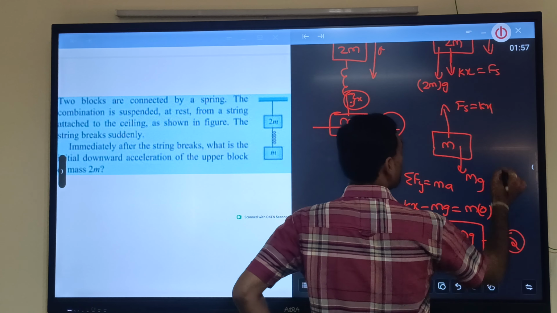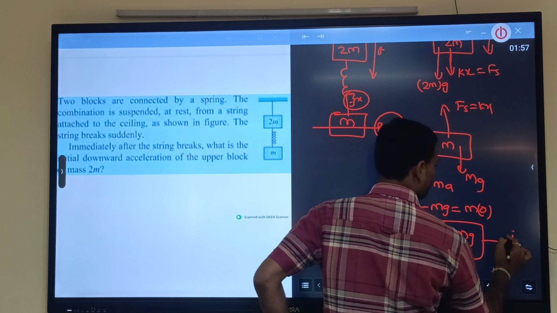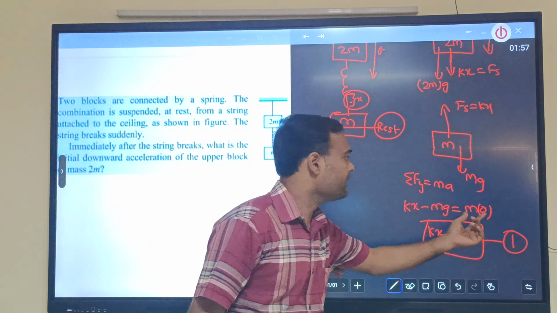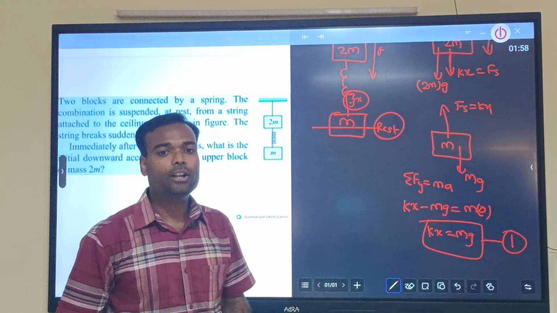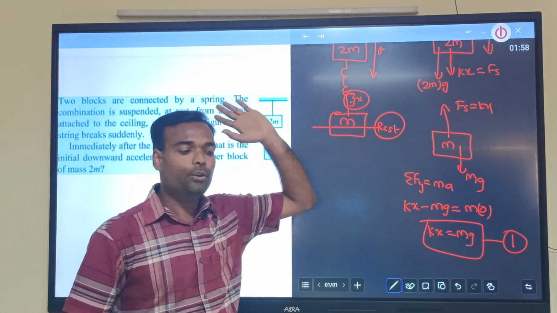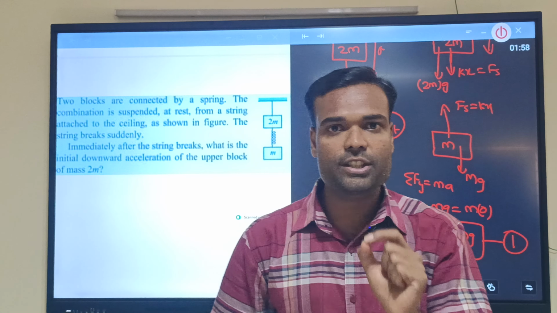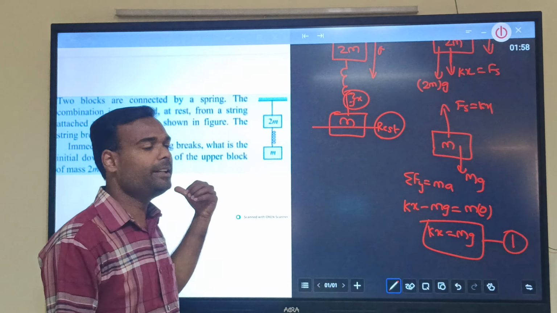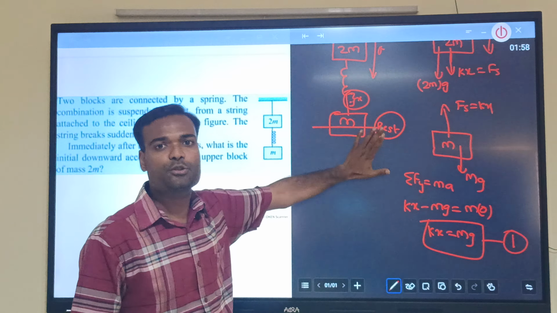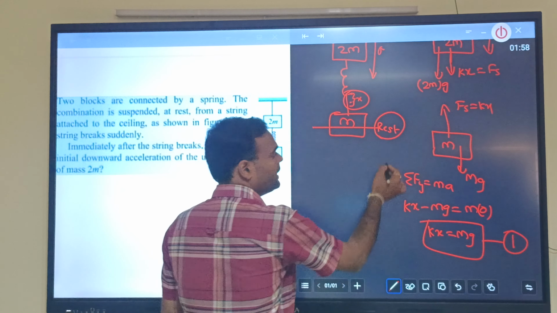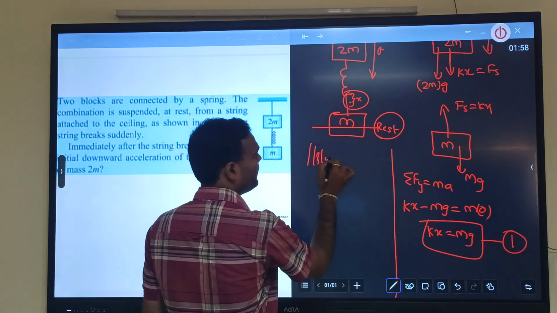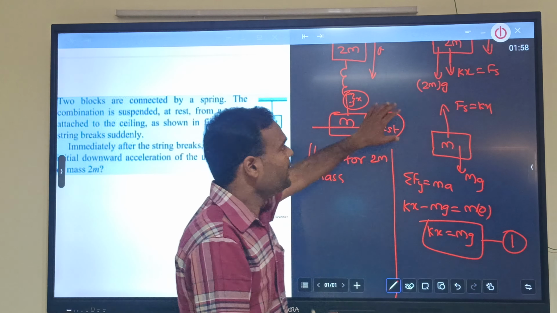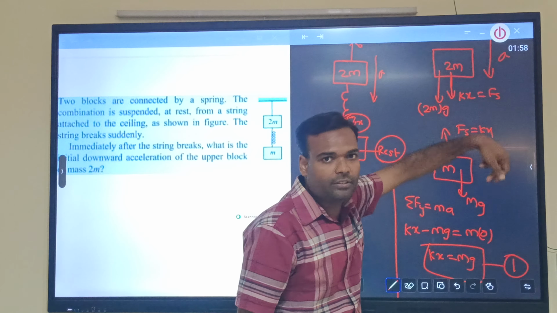Let it be equation number 1. So I hope I am very clear from my side why I am considering acceleration 0 for the mass m, because of the presence of extension of the spring. Immediately means the spring has to attain its original length, then the block m will try to move in the downward direction. But they are asking immediately, which means it is in extension position, at rest. Clear? Right.